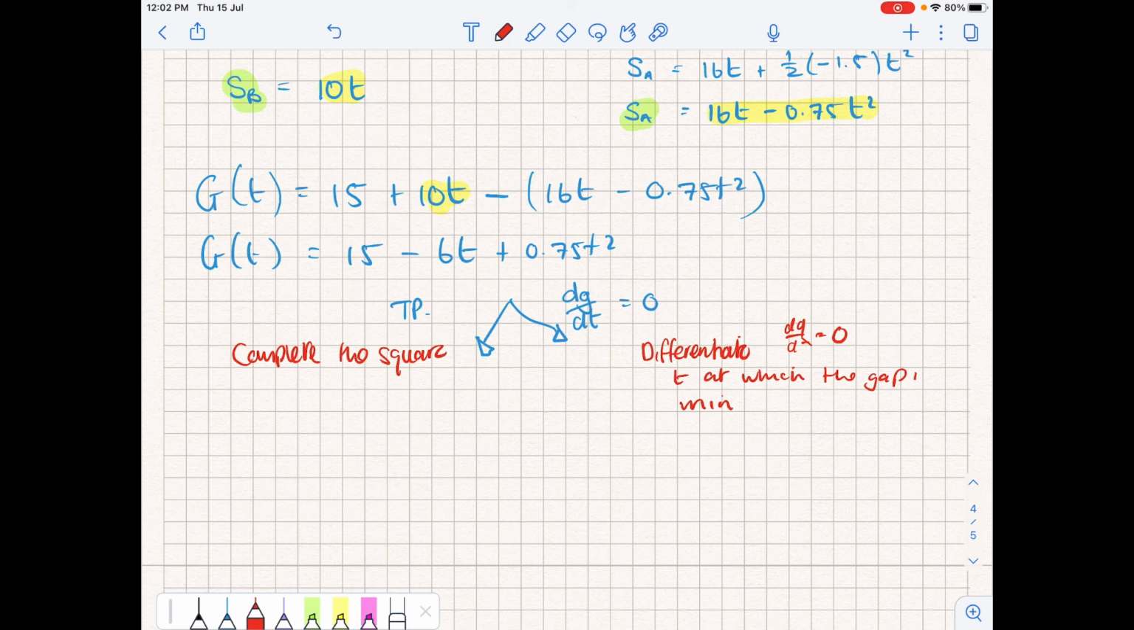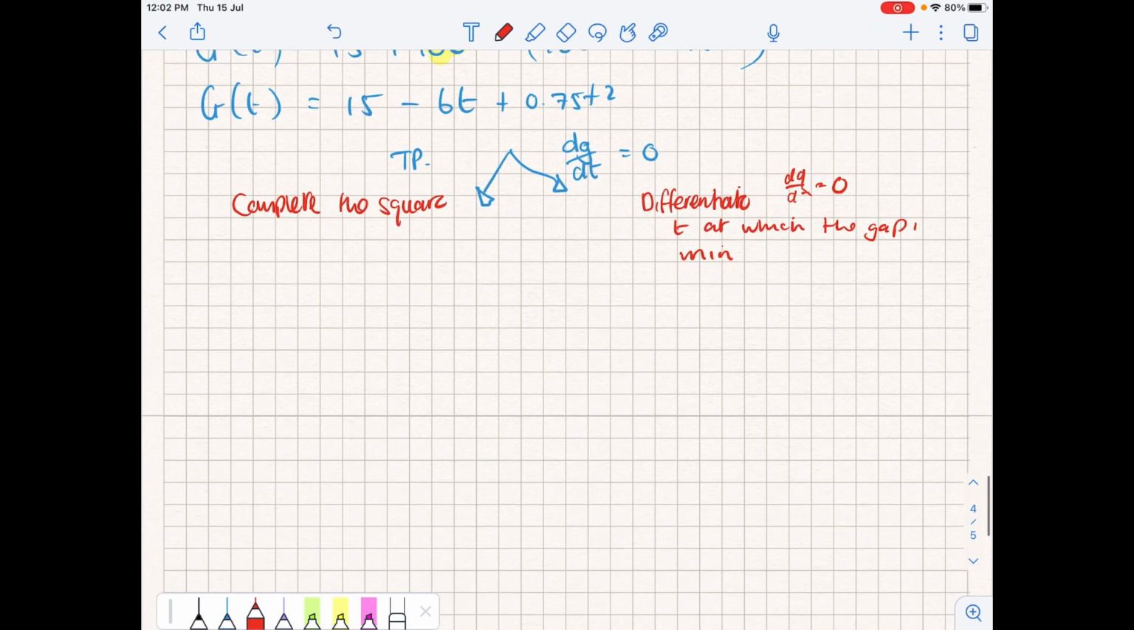We can find the point at which the gradient is 0 of the change for the derivative, and plugging it back into my gap with time function, it will give me the gap, right? So I'm going to do both methods. Obviously, completing the square is going to be the fastest way because it's going to give you both immediately, right? But they should both give you the same exact answer.